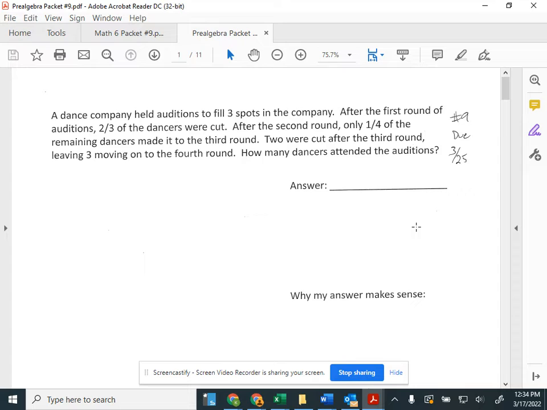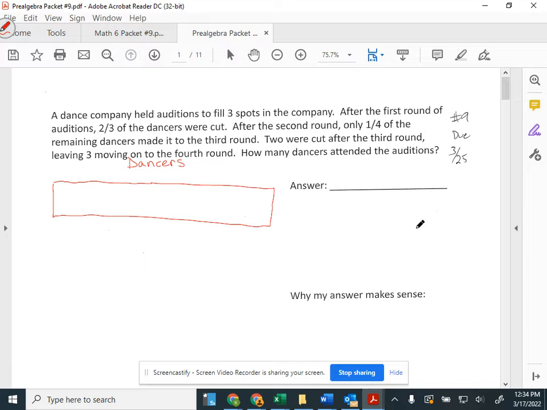So let me show you how we would use the bar model for this problem. A bar model means we're going to make a bar, and we're going to take the information that we're given in our problem and put it into the bar. The dance company held auditions to fill 3 spots in the company. After the first round of auditions, 2/3 of the dancers were cut. So if my whole bar are all of the dancers, the whole bar is all of the dancers.